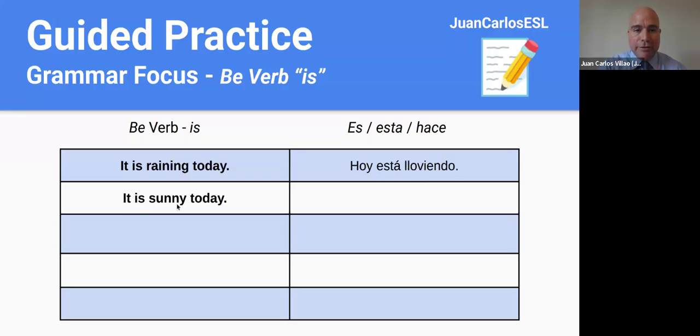Sunny is the adjective describing the weather. So, hoy hace sol. Today it is sunny, or it is sunny today.